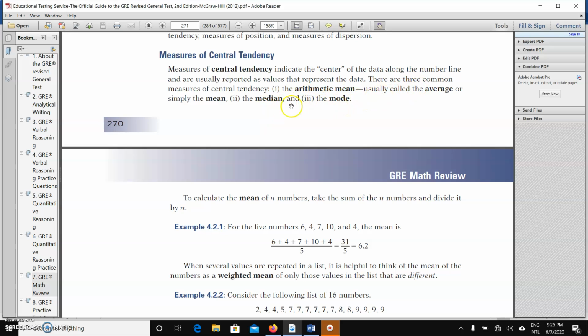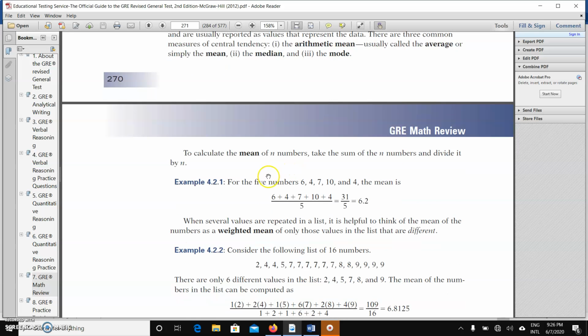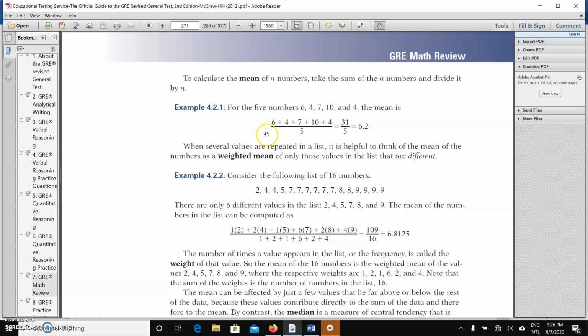There are three main common measures of central tendency, which are the arithmetic mean, usually called the average or simply the mean, then the median and the mode. I'm sure you are familiar with what I'm talking about right now, but I'll still do my job and explain this.